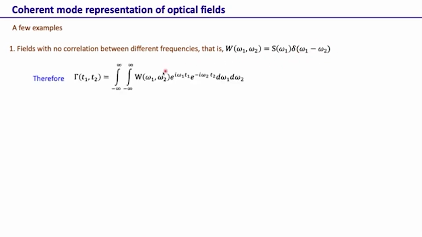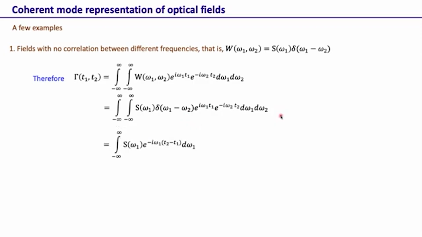So for such a cross spectral density function, we see that this cross correlation function, which is a correlation function in time, we can then write by just replacing this W by S(omega) delta(omega 1 minus omega 2), and if we do that and then integrate over omega 2, we are left with S(omega 1) e^(-i omega 1 (t2 minus t1)) d omega 1, and we can just get rid of the subscript and write it as S(omega) e^(-i omega (t2 minus t1)) d omega. This we had seen earlier as well, so I am just repeating it here, but looking at it from the perspective of coherent mode representation.